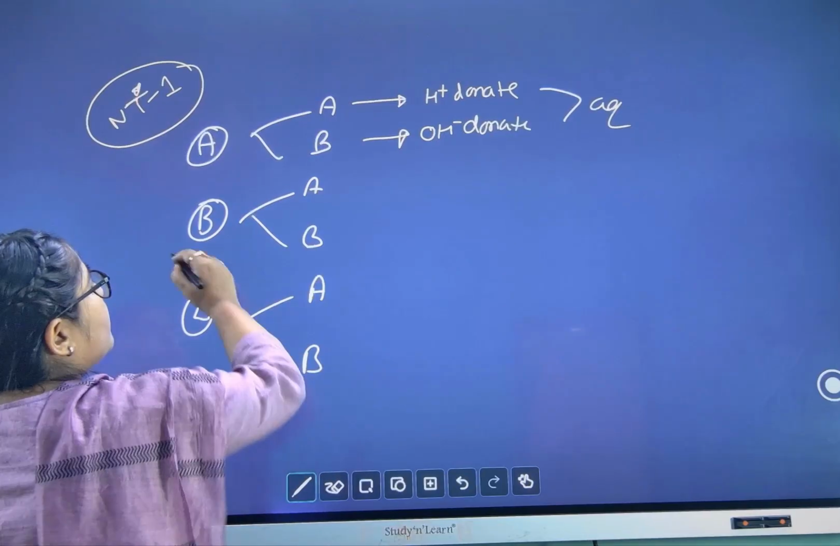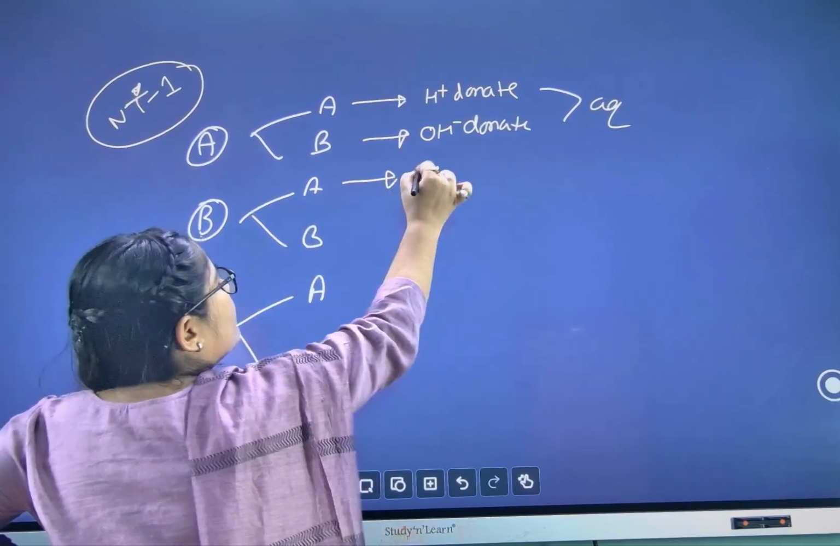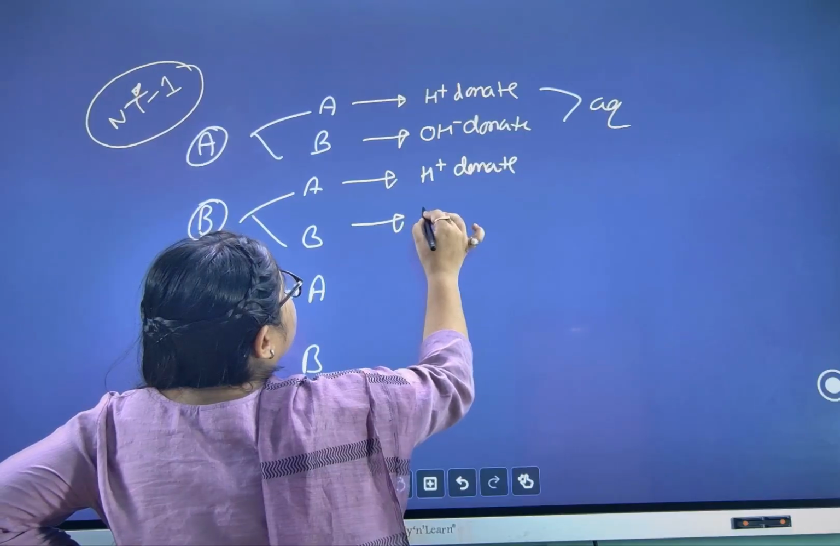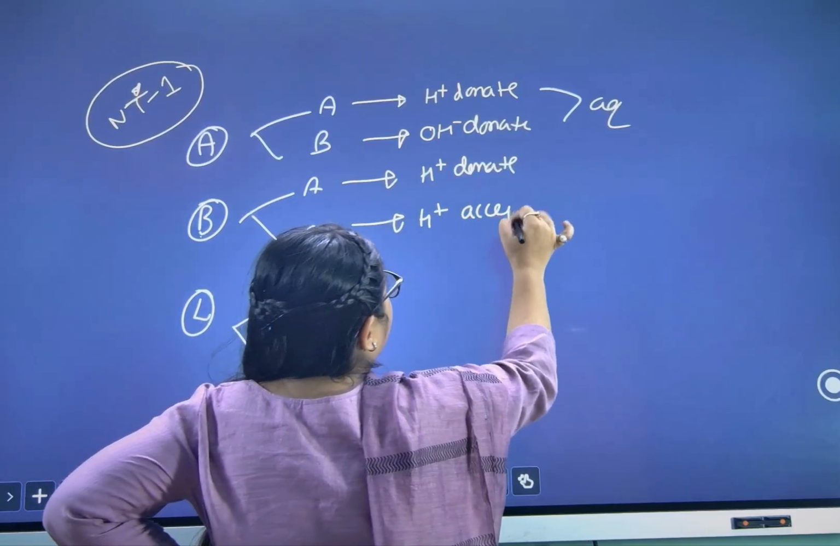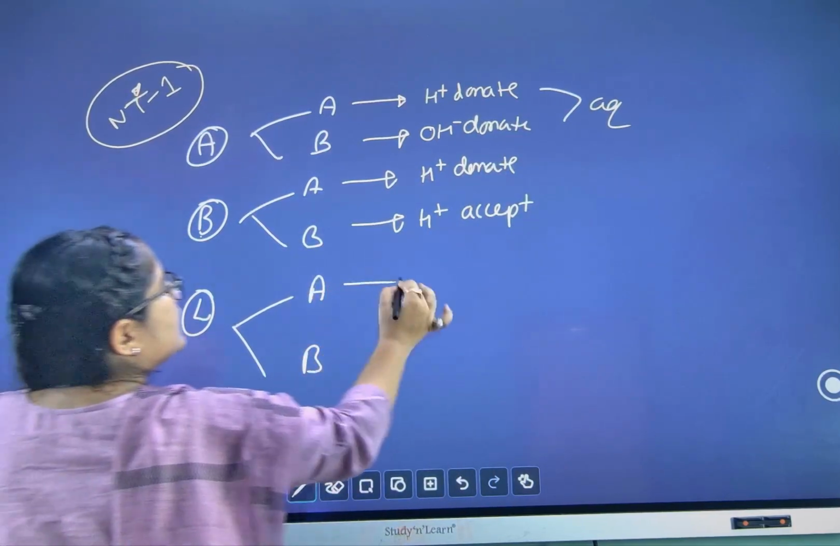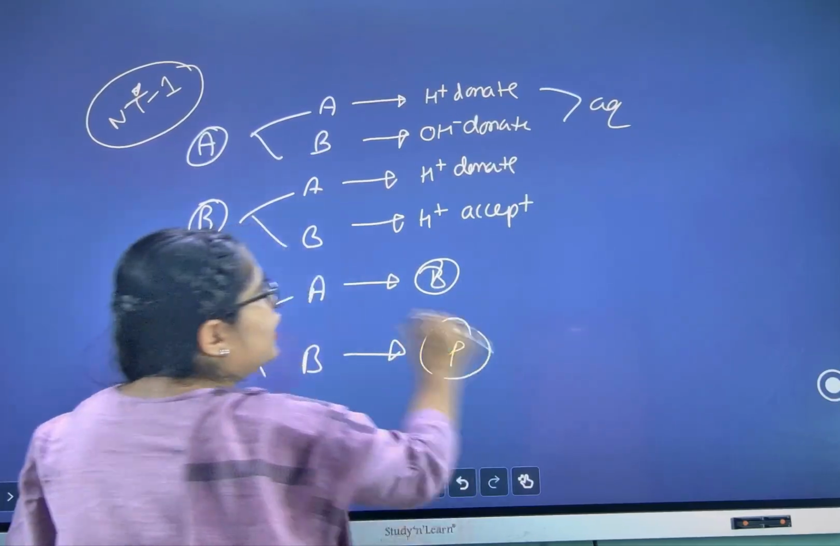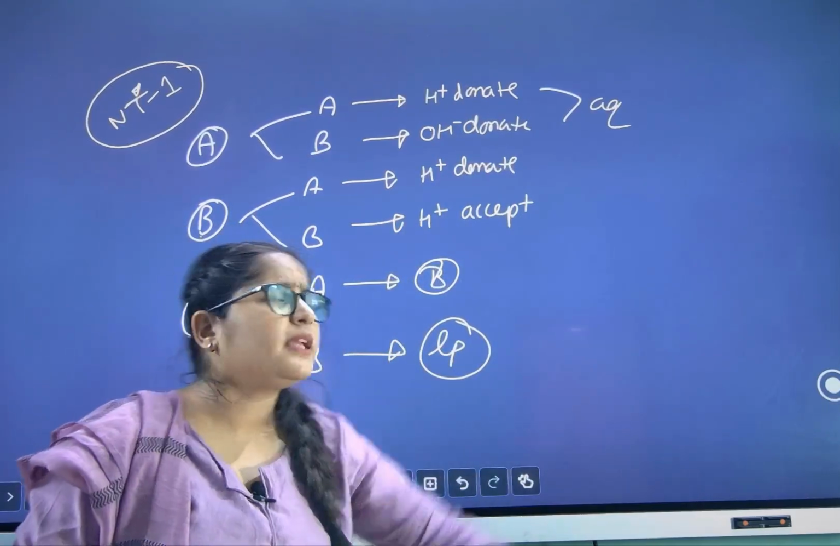Okay, Bronsted acid, what will I say? H plus donate. Bronsted base, what will I say? H plus accept. Clear? Lewis acid, all the boron family; bases, those who contain a lone pair. That's all. Quickly remember here itself with me.